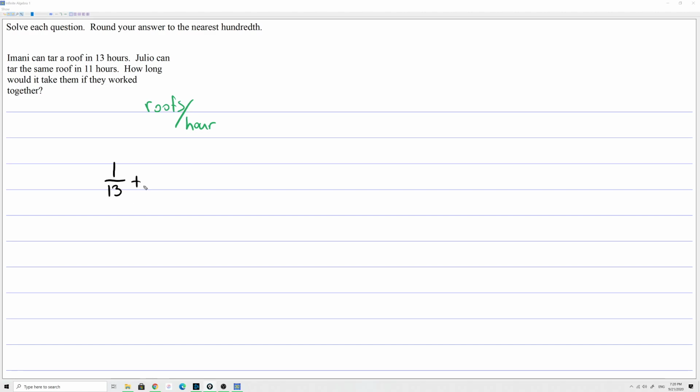Now Julio can tar one roof in 11 hours. And again, the principle is that these sorts of rates are additive. When they work together, you just add their rates together. And when you do that, you get working together, they can tar one roof in X hours. And this is what we were looking for. We wanted to know how long it would take them if they worked together.